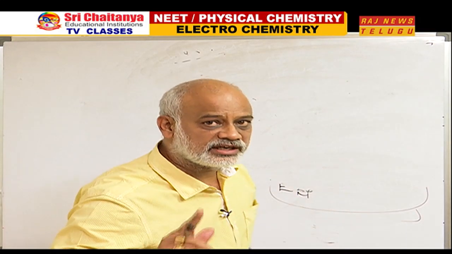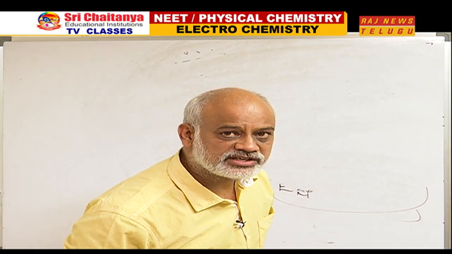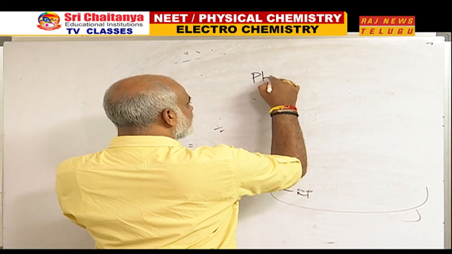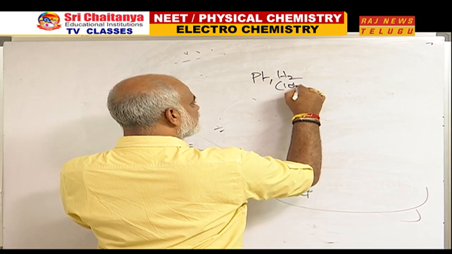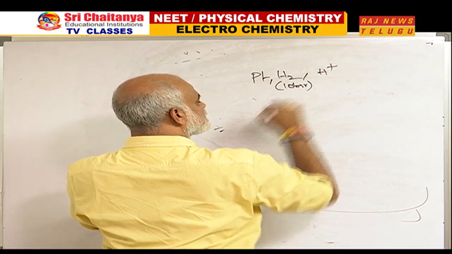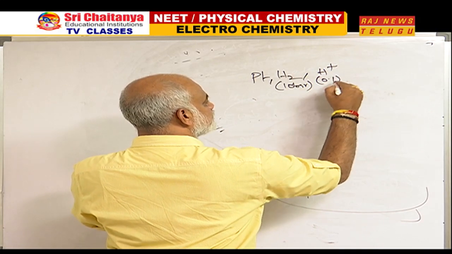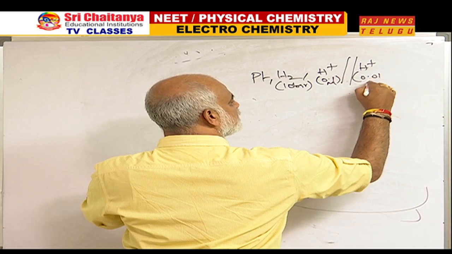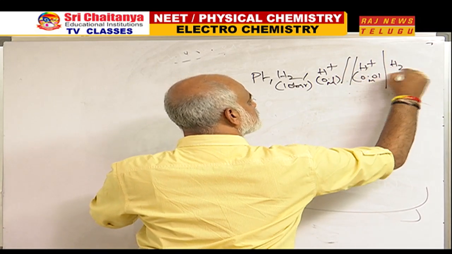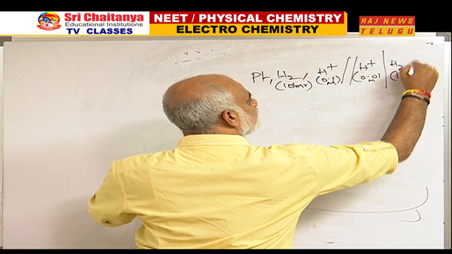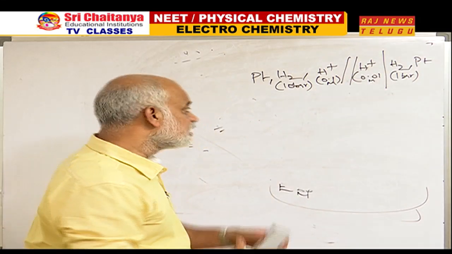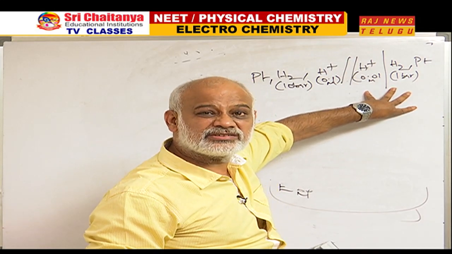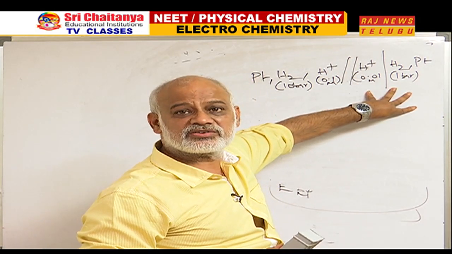The cell potential that I am calculating here is called a concentration cell. Pt, H2 10 bar, H plus 0.1 molar, double vertical line, H plus 0.01 molar, H2 1 bar, Pt is the question. Calculate. This is also a hydrogen electrode, this is also a hydrogen electrode. So, what is the E naught value? 0.